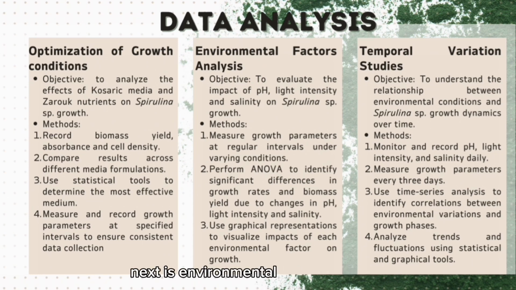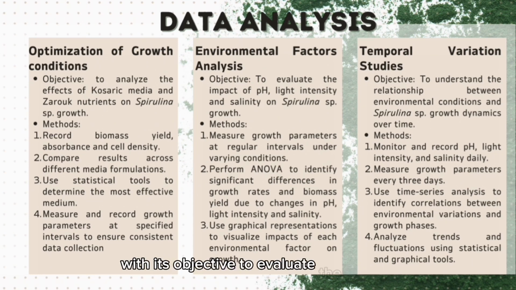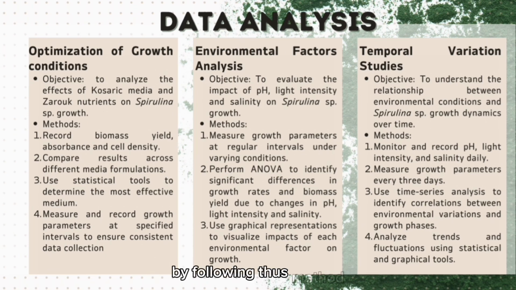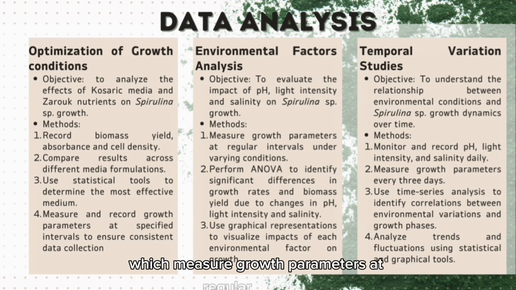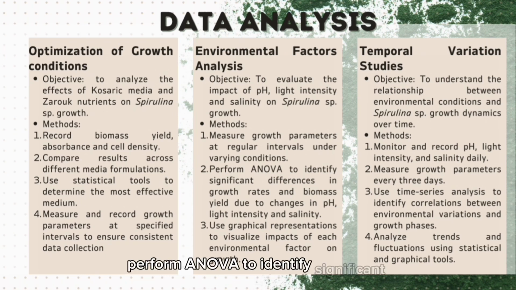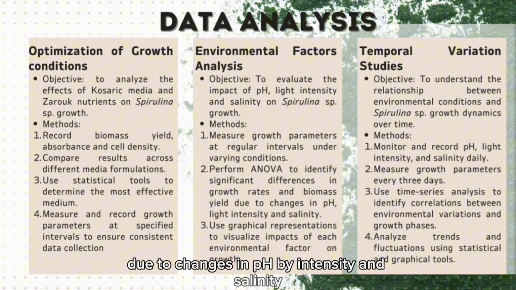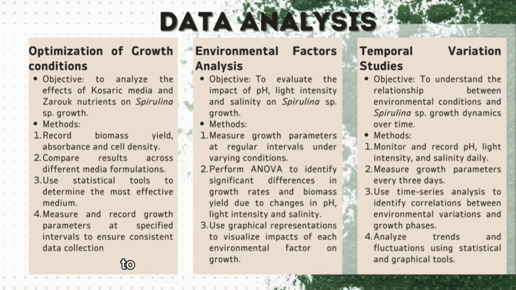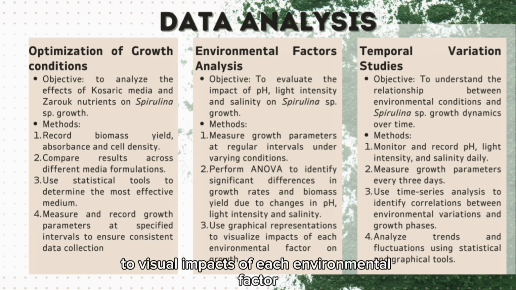Next is environmental factors analysis, with its objective to evaluate the impact of pH, light intensity, and salinity on spirulina species growth by following the methods, which measure growth parameters at regular intervals under varying conditions. Perform ANOVA to identify significant differences in growth rates and biomass yield due to changes in pH, light intensity, and salinity, and use graphical representation to visualize the impacts of each environmental factor on growth.